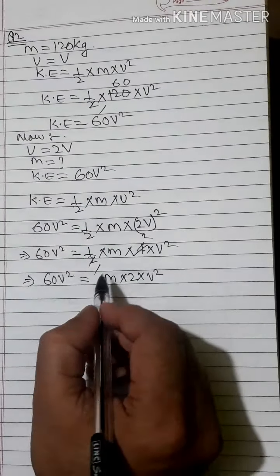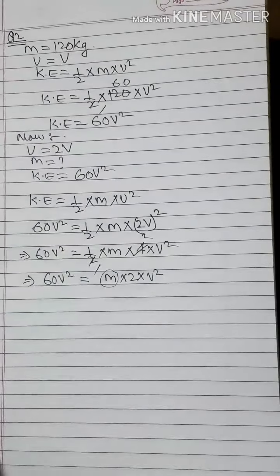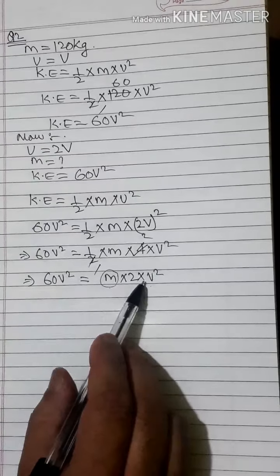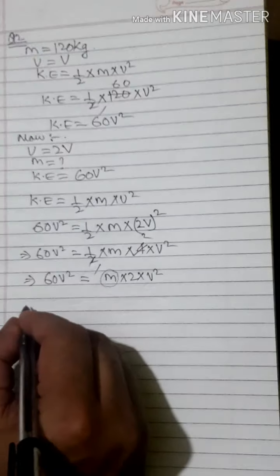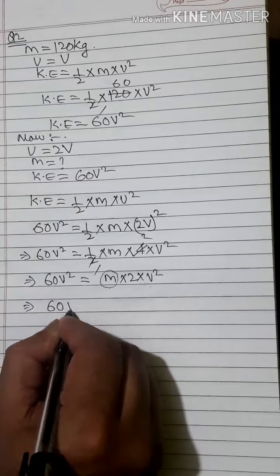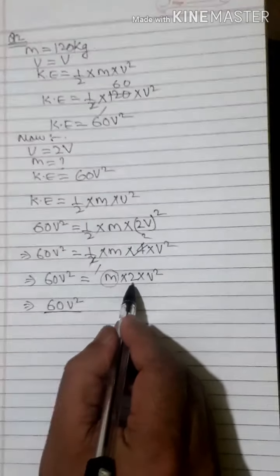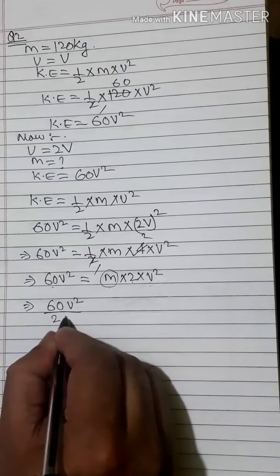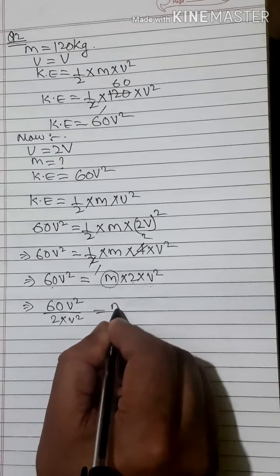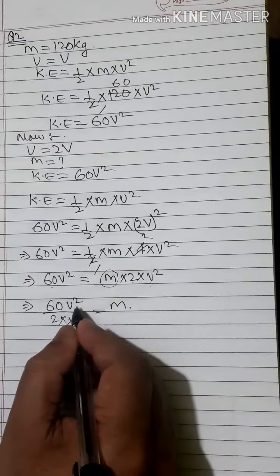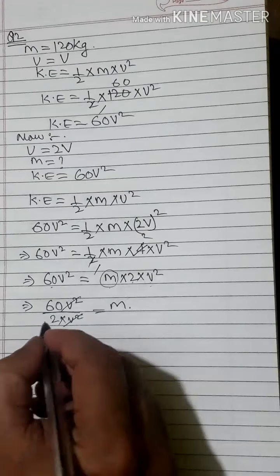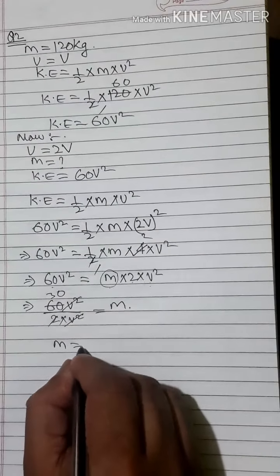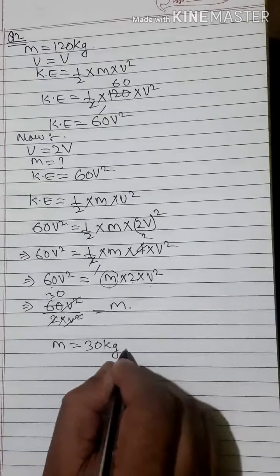That's it. Now our main target is to find the value of m. So we will make m the subject of the formula, and everything else will cross multiply to the other side. So 60v square divided by 2, the 2 cross multiplies to the denominator, and the v square also cross multiplies to the denominator. 2 into v square, and we get m. The v square and the v square cancel out each other. Then we have the 2, and this will go 30 times. So what should be the mass? The mass should be 30 kg.